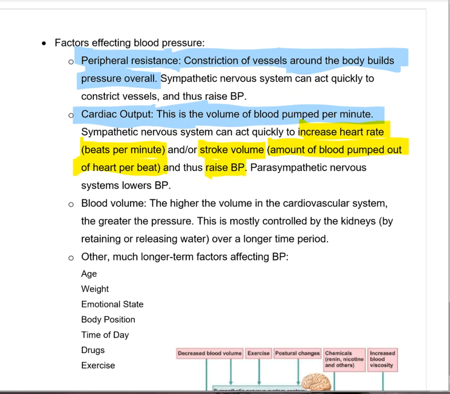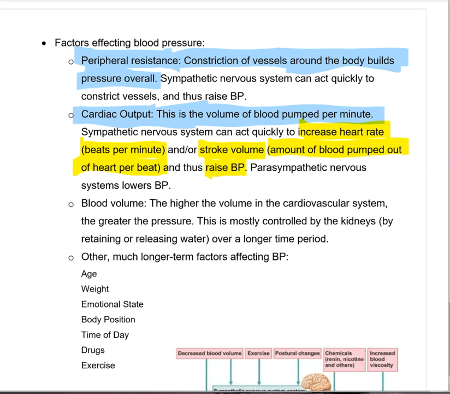If we use our parasympathetic system, we can quiet these things. We can slow our heart. We can make our heart work less hard and therefore have lower blood pressure. So like at night when we're sleeping, we don't need to have as many heartbeats per minute. We don't need to have as much stroke volume, amount of blood coming out per beat, and therefore our parasympathetic system is letting us have a quieted heart.